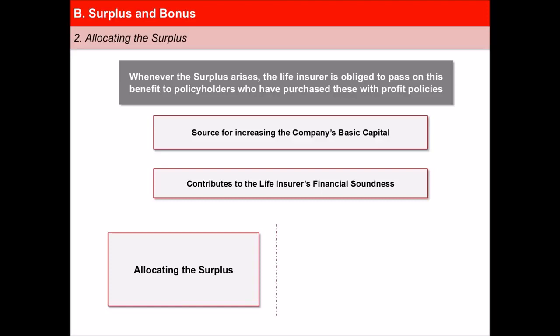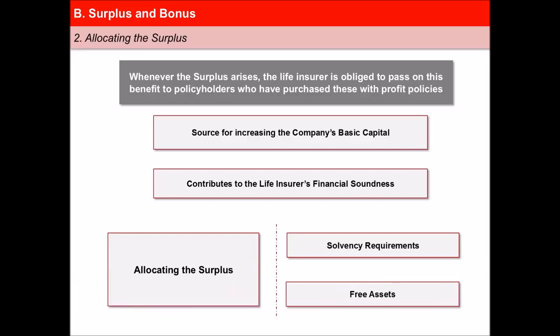First, solvency requirements. Life insurers have to maintain a solvency margin, which may be defined as the portion of surplus assets over liabilities that are specifically set aside to serve as a cushion to meet any unforeseen deviations between expected and actual experience. And second, free assets.